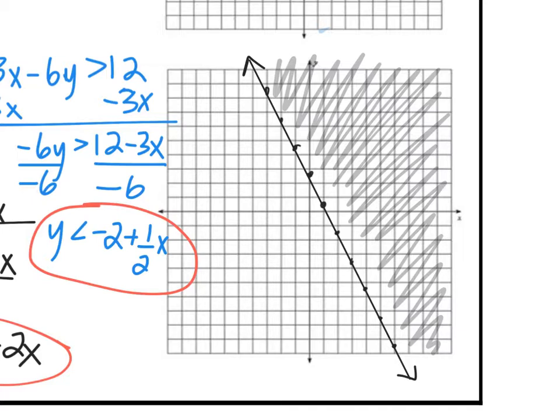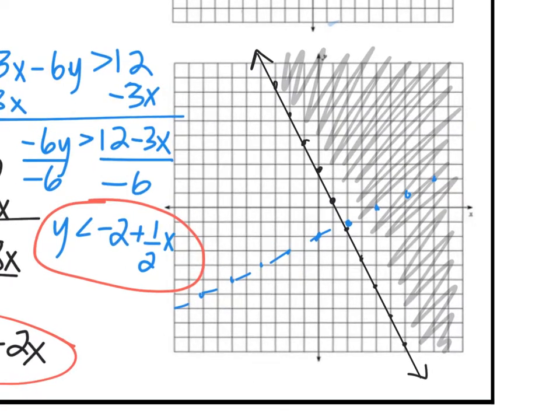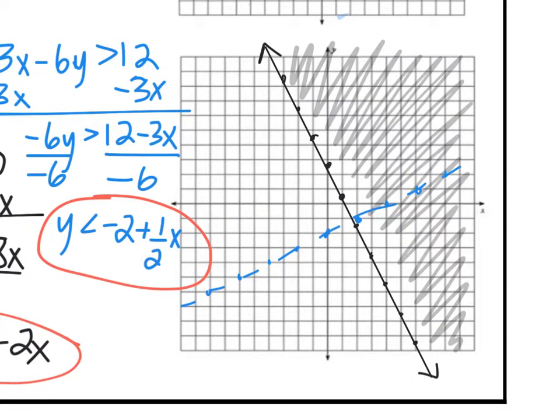We start at negative 2, and we go up 1, right 2, up 1, right 2. And reverse. And that one should be dashed because it's less than, it's not equal to. Y value is less than, do I shade above or below? Less than, below. Numbers get smaller.